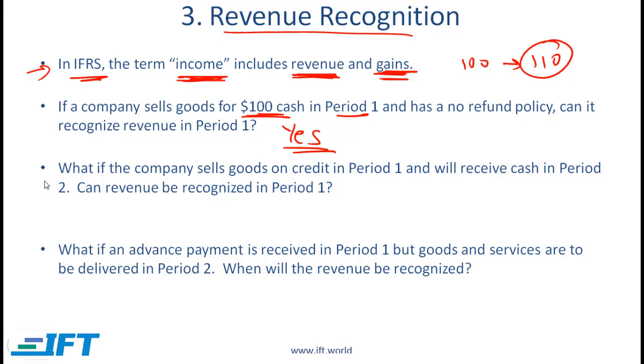Let's look at the second scenario now. What if the company sells goods on credit in period 1 and will receive cash in period 2? Can revenue be recognized in period 1?